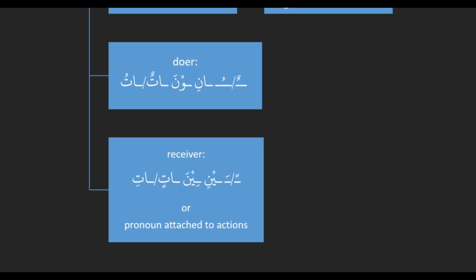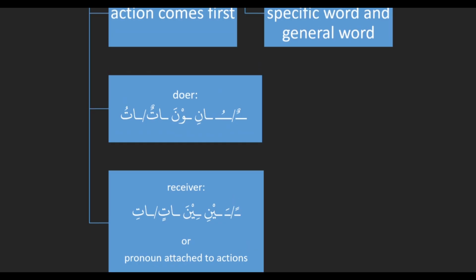So a pronoun does not have labels. So then how do we know that it's a receiver? By attaching, the pronoun will attach to the action. Right, so any pronoun attached to an action is always a receiver. We clear on action sentences? Yep. Okay, so is sentences in Arabic.